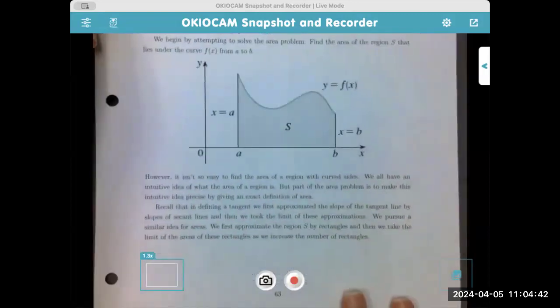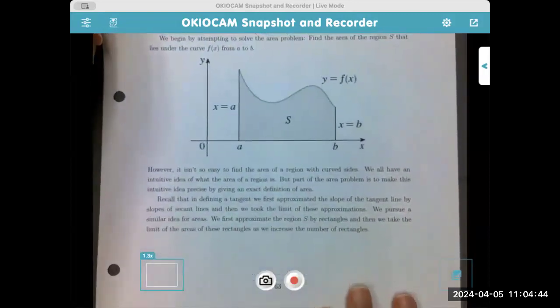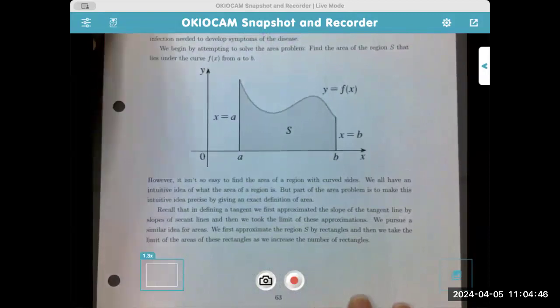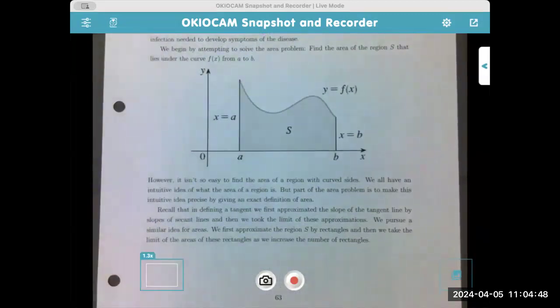However, it isn't easy to find the area of a region with curved sides. We all have an intuitive idea of what the area of a region is, but part of the area problem is to make this intuitive idea precise by giving an exact definition of area. So we'll get further and further into that, mainly when we hit 5.2. So for now, we're still just going to slowly get there.